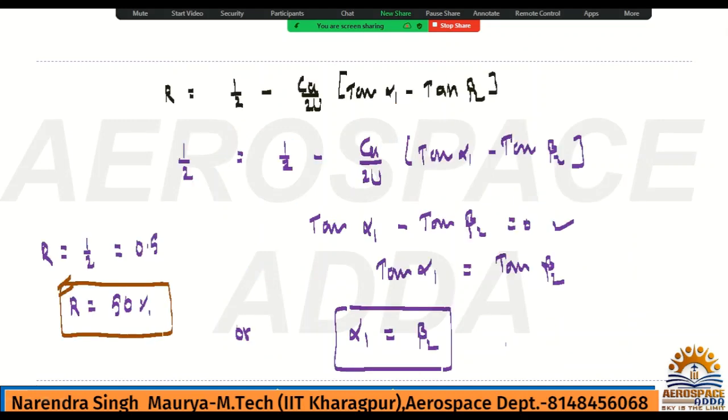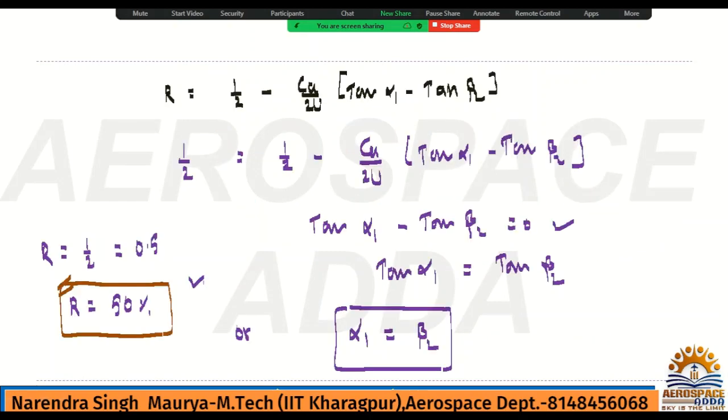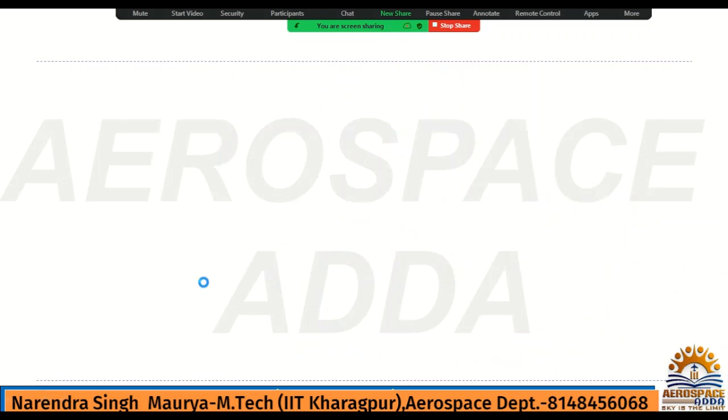Two results you got. For the 50% degree of reaction, you got alpha 1 is equal to beta 2 and alpha 2 is equal to beta 1. Now we'll draw the velocity triangle. In actual, what is the velocity triangle we have here?